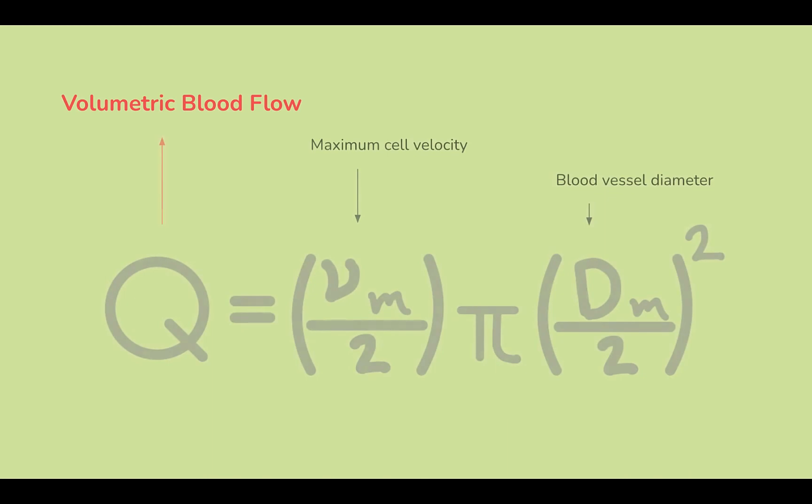Measuring the velocity of blood cells allows one to determine the volumetric blood flow through this equation, where Vm is the max blood velocity, and dividing it by 2 gives the average velocity of blood. Volumetric blood flow is equal to average blood velocity multiplied by the area of the blood vessel.